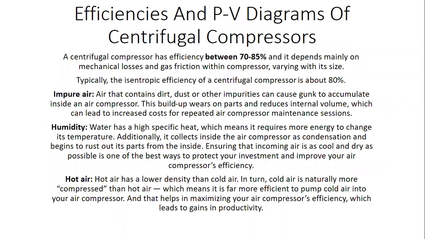All right, let us look at efficiencies of centrifugal compressors and the PV diagrams of them, the pressure volume relationship that occurs in centrifugal compressors. Now, a centrifugal compressor has efficiency between 70 to 85%, and it depends mainly on mechanical losses and gas friction within the compressor, varying with its size. Typically, the isentropic efficiency of a centrifugal compressor is about 80%.